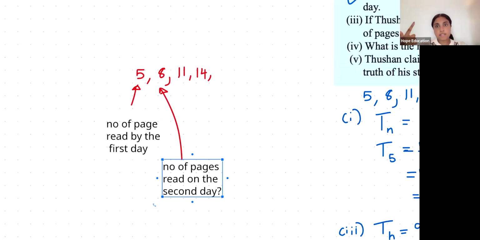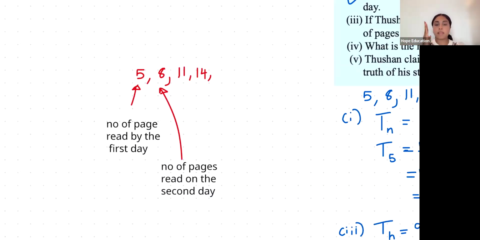Because in my head, what I was thinking is 8 means the total number of pages up to the second day. So sum TN, right? But yes, you have a point. So 5 is the number of pages he read on the first day.